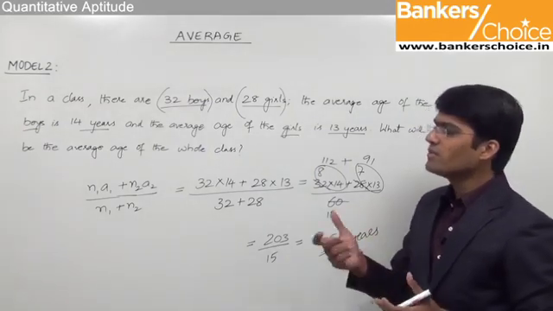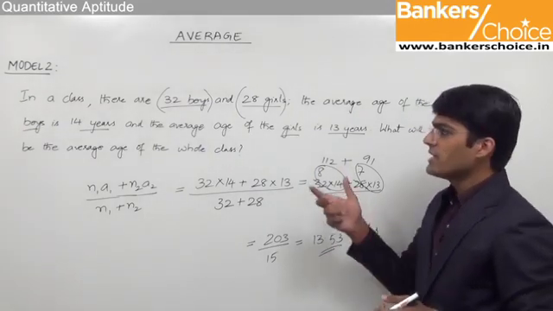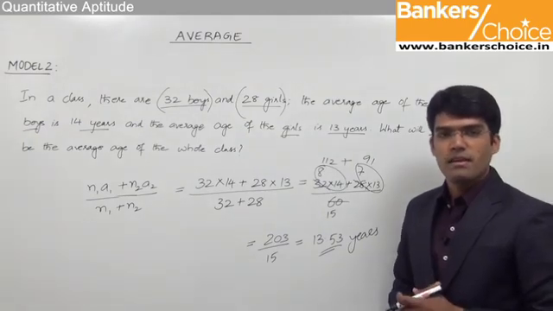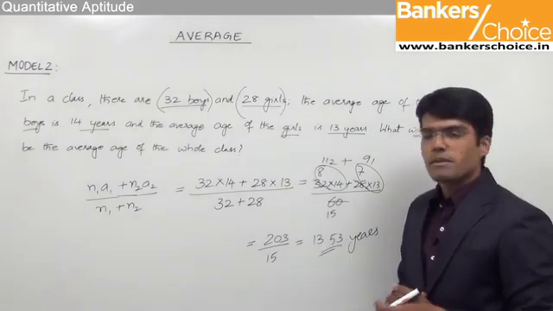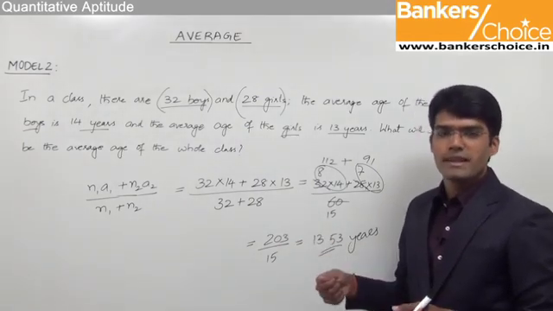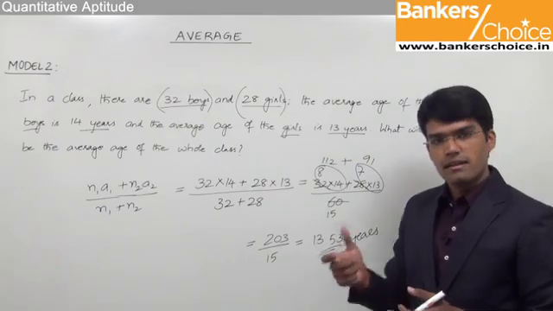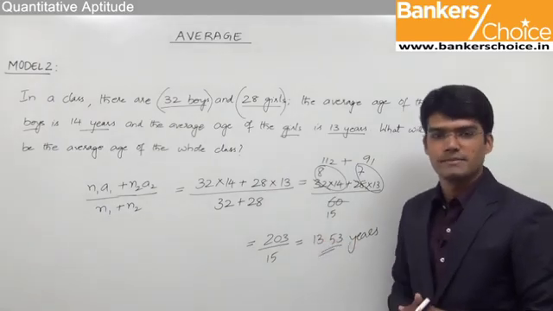So this is how we can use the concept of combined average in solving these types of questions. Remember, there can sometimes be more than two groups as well. The concept remains the same. n1a1 plus n2a2 plus n3a3 divided by n1 plus n2 plus n3 and so on.